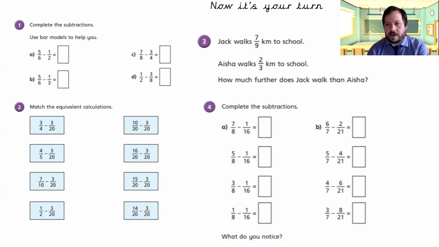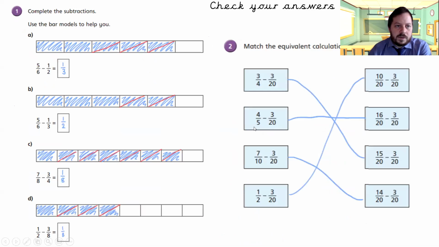Okay, let's go through the answers then. So the first one is using a bar model to show it. So you're doing 5/6, then you make this into sixths. So 1/2, we've got to times it by 3, so we get 3/6. So 5/6 minus 3/6 would be 2/6. Both of those are divided by 2, which gets you 1/3.